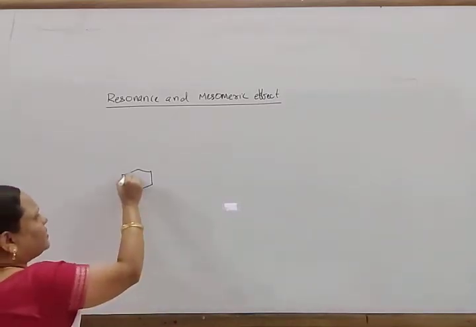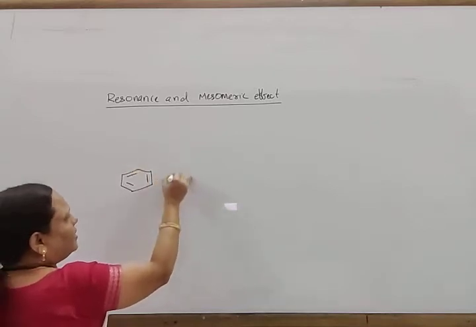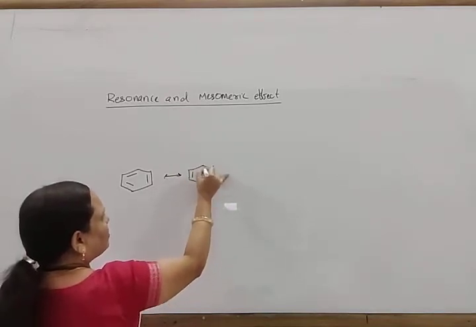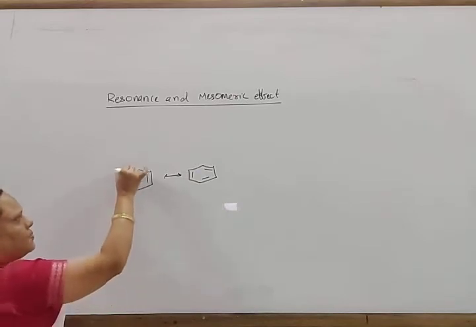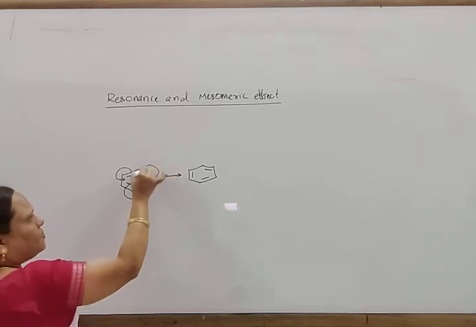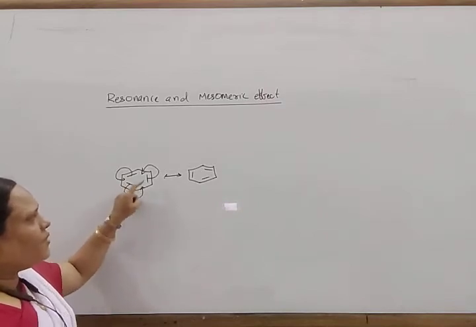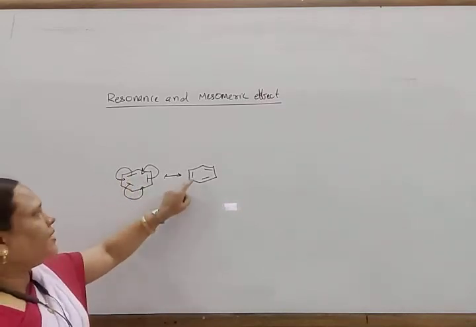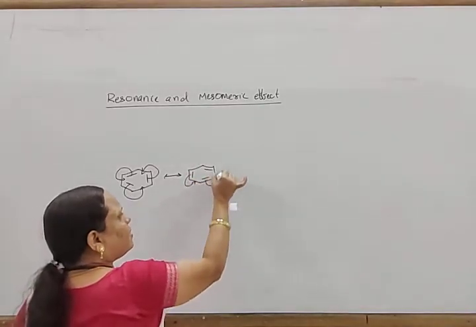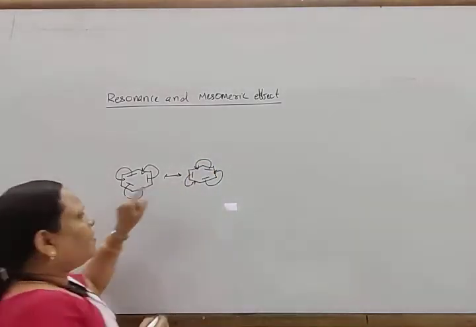Look here, benzene can be represented by this structure, or by another structure. So actually how does this happen? This bond will shift towards this, and this bond will shift to here, and this bond will shift to here. In this way, this one comes here, this one comes here, and this one comes here, and we get this type of structure. And again, this bond can come here, this bond can come here, and this bond can come here. In this way, it can give this structure.